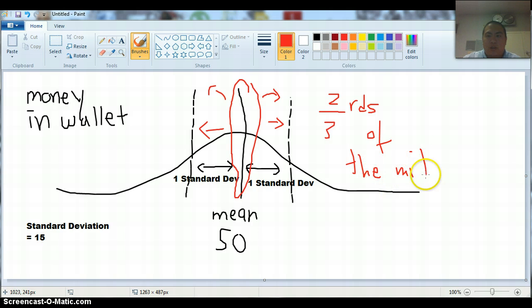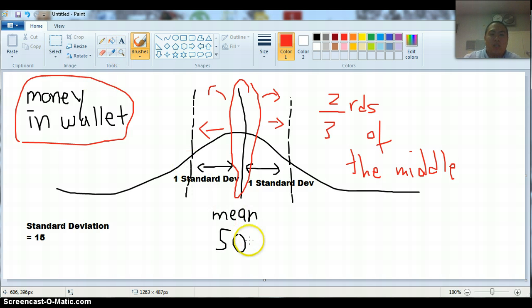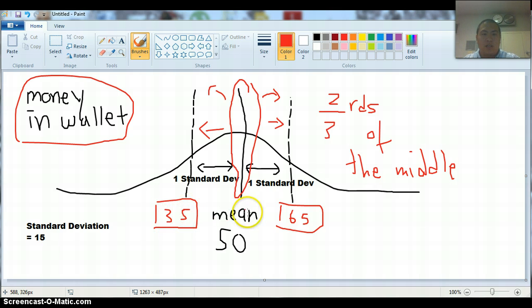For example, if I said I'm going to take the money in people's wallets, and I said, okay, I checked everybody's money in the wallet, and the mean was 50, it was about normal, and the standard deviation was 15. Then that tells me that this right here on the right is 50 plus 15, which is 65. Okay, so on the right is 65, on the left it's going to be 50 minus the standard deviation, so that's 35. Alright, so you can say that 2/3 of the people have between $35 and $65 in their wallet.